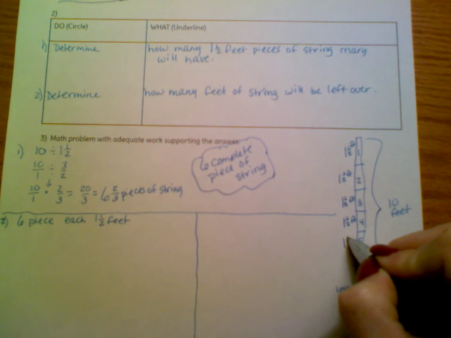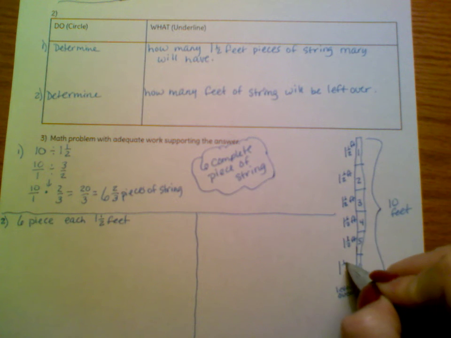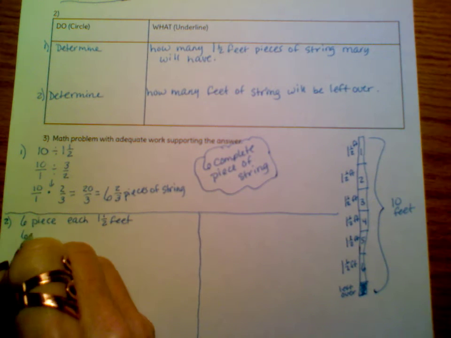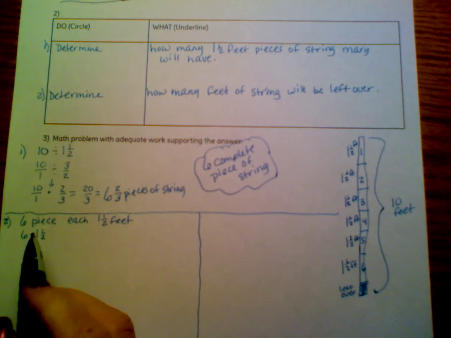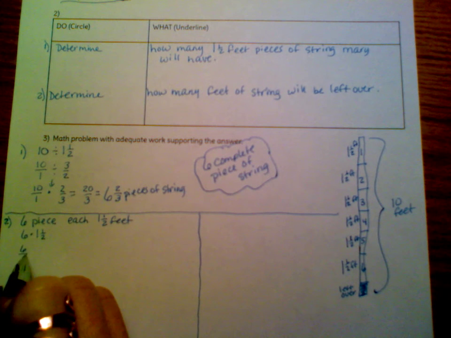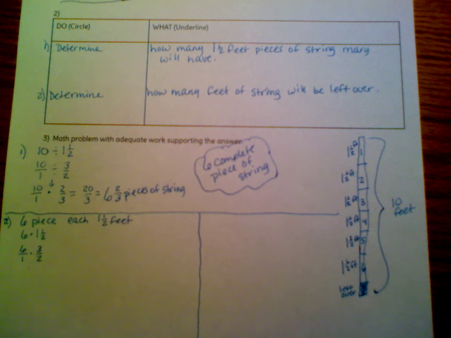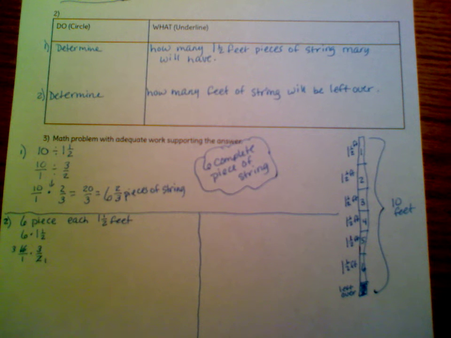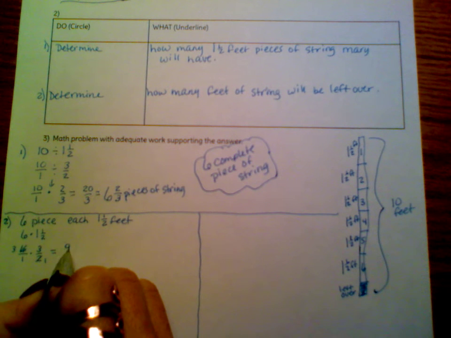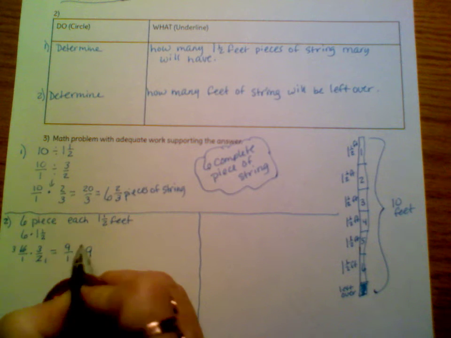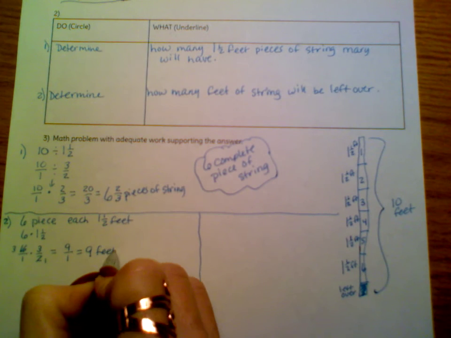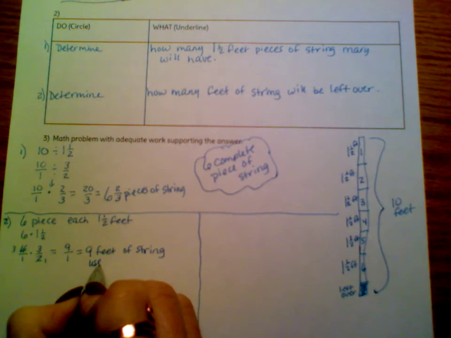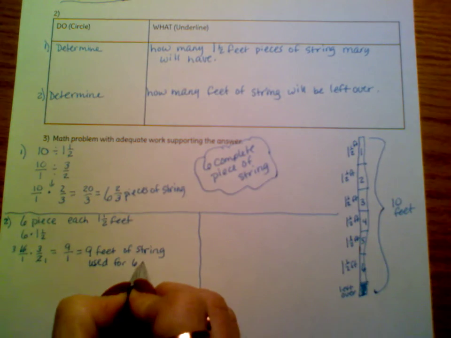So I want to put these all together. If I want to figure out what 6 of them comes out to, that's 6 times 1.5. Well, now I have to just solve. So that's 6 over 1 times 3 halves. I can simplify here. 2 goes into 2 once. 2 goes into 6 3 times. I multiply straight across. I get 9 over 1. So that means 9 feet of string was used for those 6 pieces.